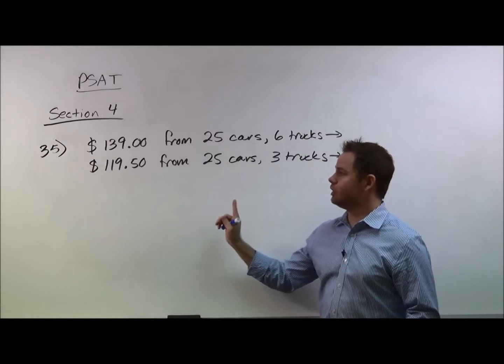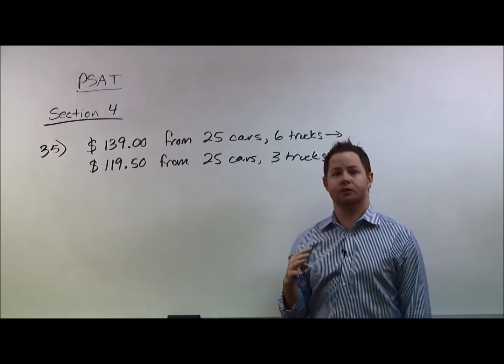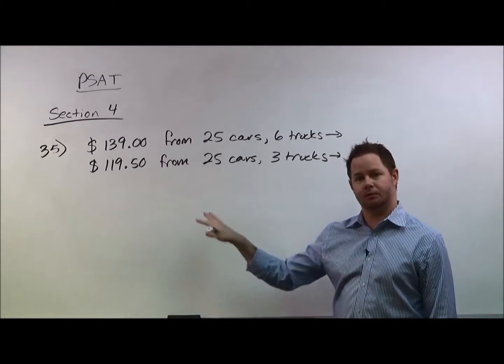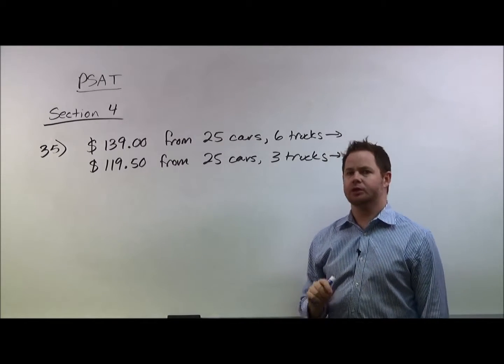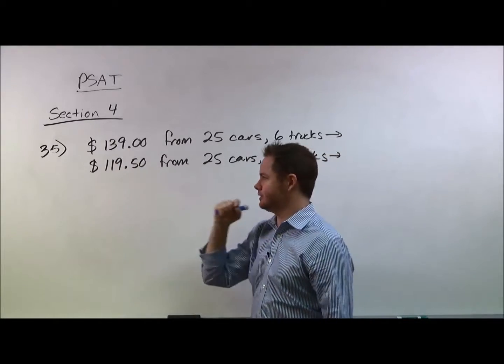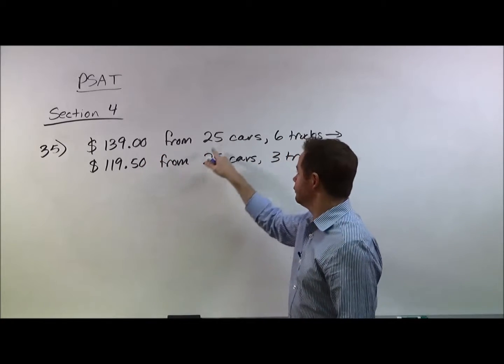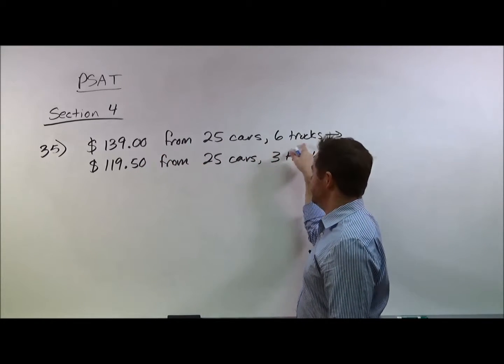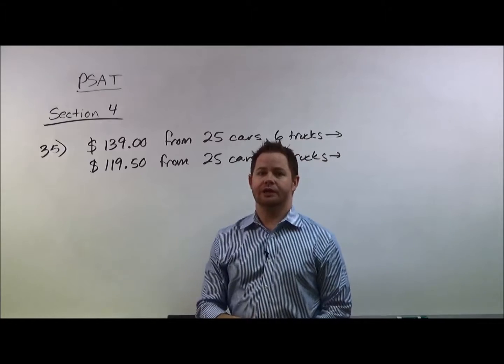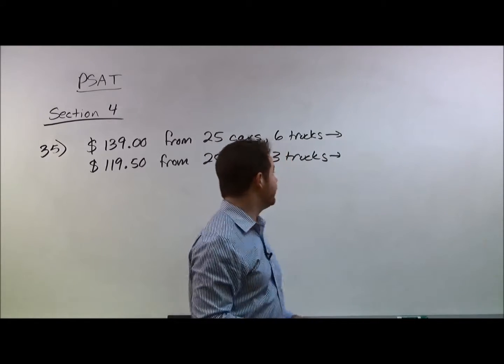You will have at least one question where you have more than one variable and you have to generate two equations from what they give you in the word problem. So let's make sure we understand how to do that. The first thing they tell us is that it's $139 collected from 25 cars and 6 trucks. So if possible, we want to try to convert that into a mathematical equation.